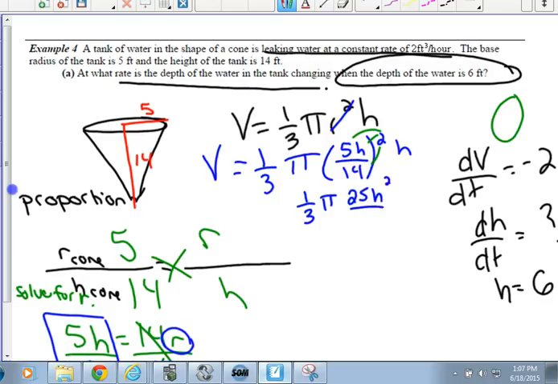196. We got 14. 196. Okay, so if we keep rewriting some stuff. Is it H to the 3rd or no? Yep, it's an H to the 3rd. I'm just gonna clean all this stuff up. So if we take, we have 25 pi.